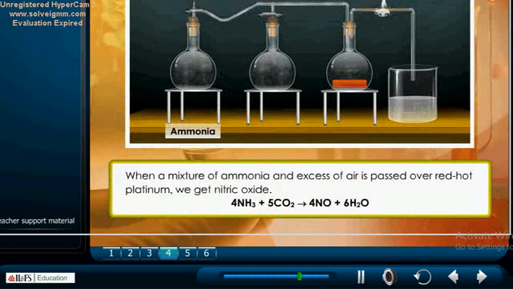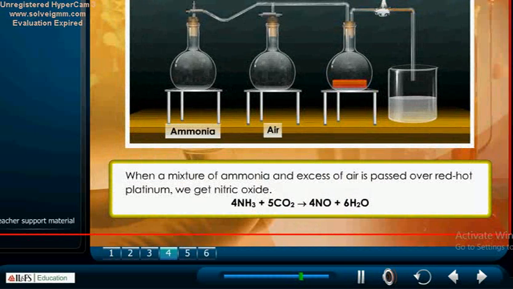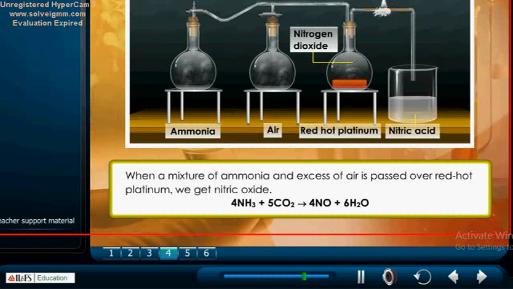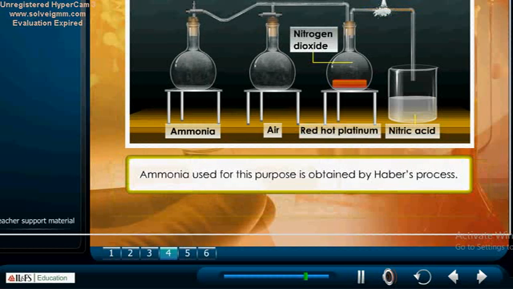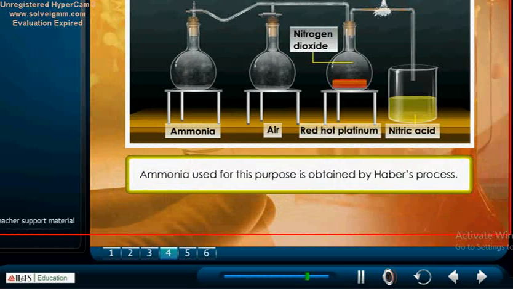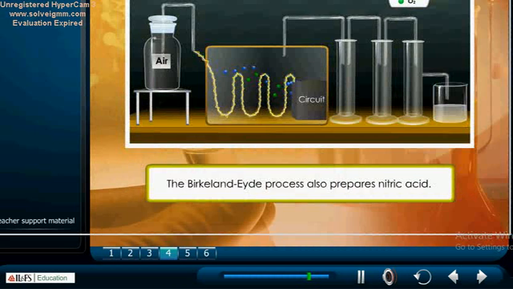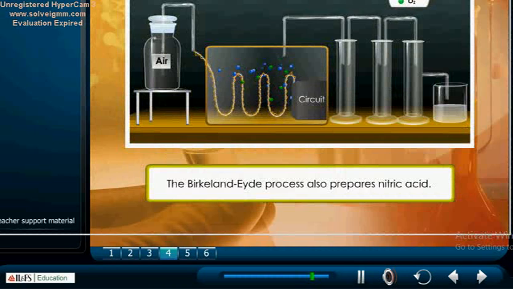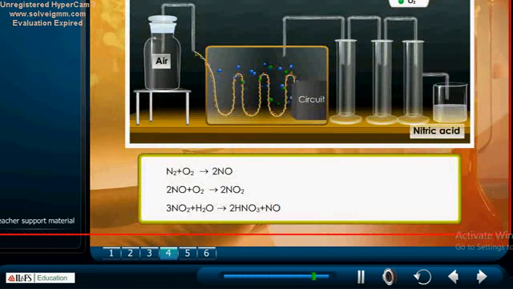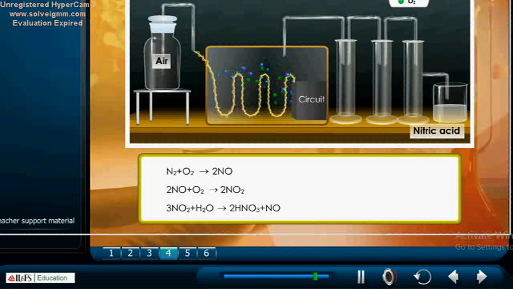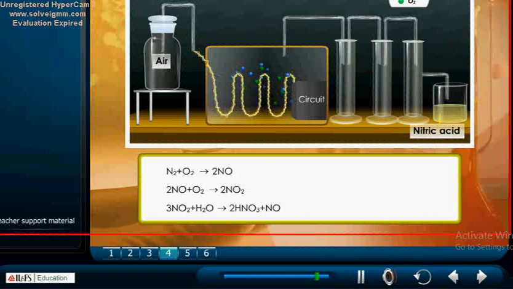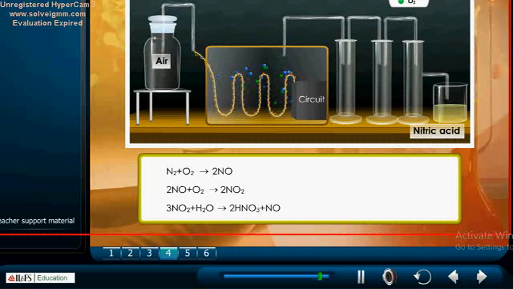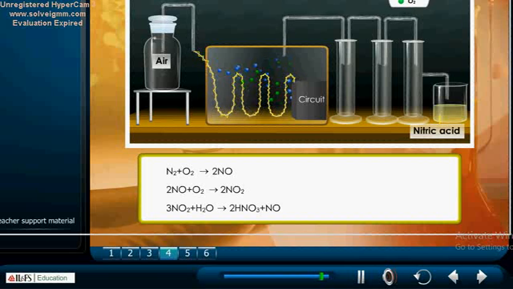When a mixture of ammonia and excess of air is passed over red-hot platinum, we get nitric acid. Ammonia used for this purpose is obtained by Haber's process. The Birkeland-Eyde process also prepares nitric acid. In this process, air is passed through an electric arc so that nitrogen and oxygen in the air combine to form nitric oxide, and this undergoes a series of reactions to form nitric acid.